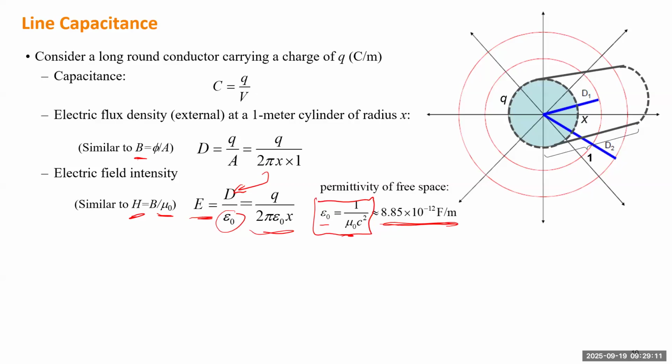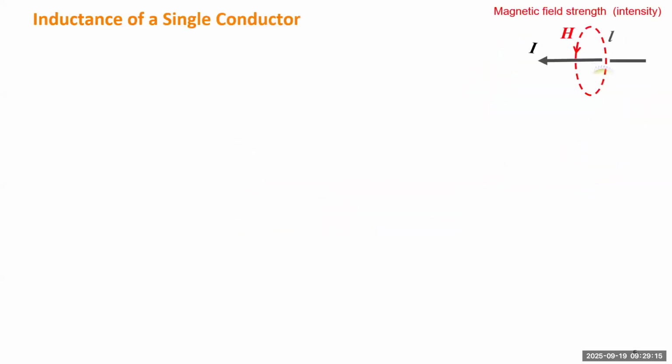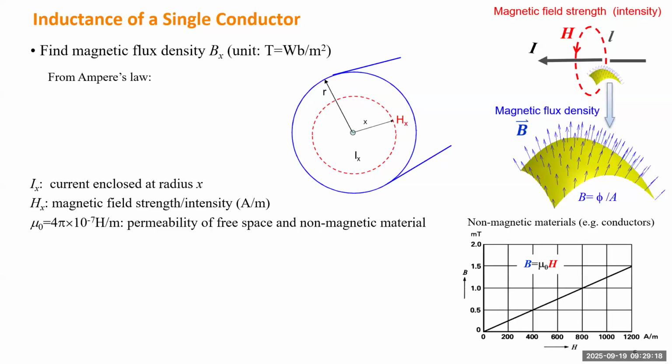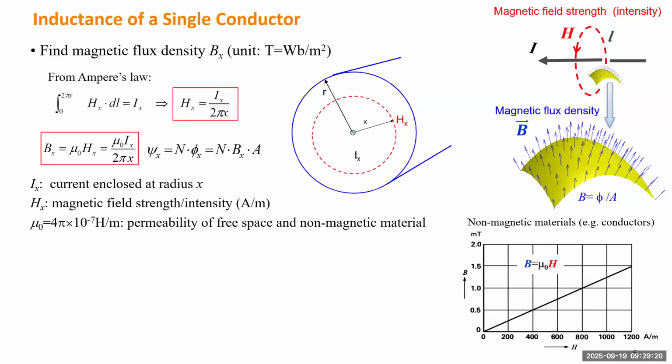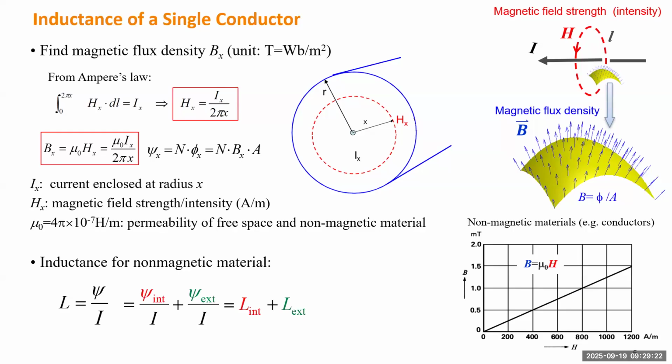So do you remember what mu zero is? Mu zero is 4 pi times 10 to the negative 7 Henry per meter. So that's a defined value, and you can use mu zero and c to calculate epsilon zero.